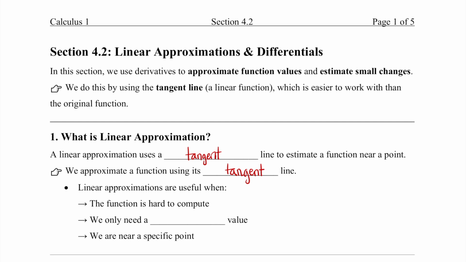So when is this useful? There are a few common situations. First, when the function is hard to compute. Second, when we only need an approximate value. And third, when we are working close to a specific point. That last part is really important. This method only works well when we stay close to the point where the tangent line is taken.